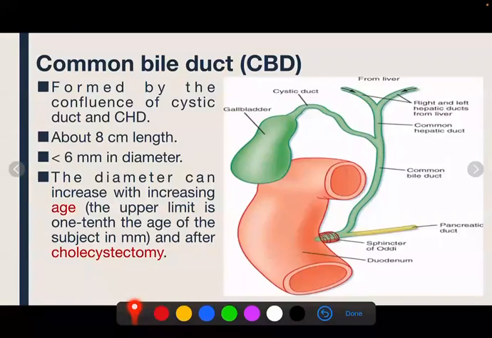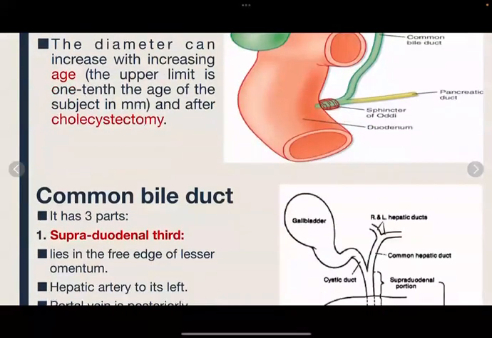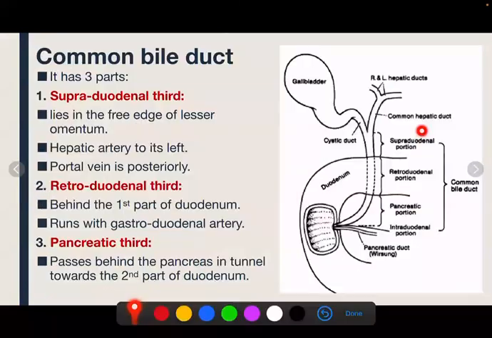The common bile duct has 3 parts: supraduodenal part, retroduodenal part, and the retropancreatic part. The supraduodenal part lies in the free edge of the lesser omentum, and the hepatic artery lies on its left side with the portal vein posteriorly. The supraduodenal part is commonly seen by ultrasound.